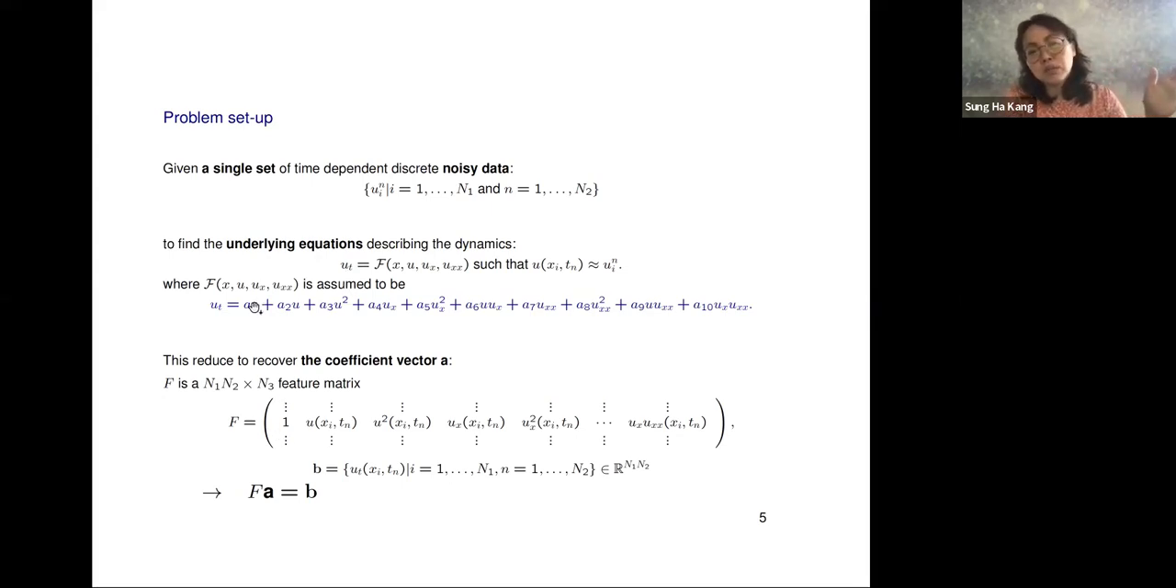So now if you set it up like this, it becomes a linear system. You have F, which has the feature terms. And then A is the coefficient vector, A1, A2, A3, A4. And then B is our u_t.